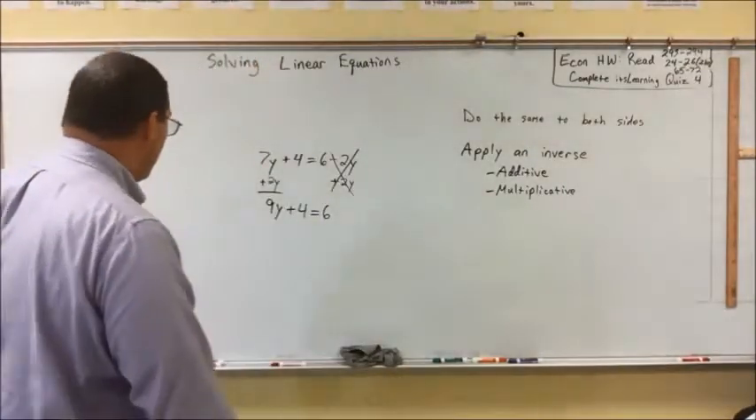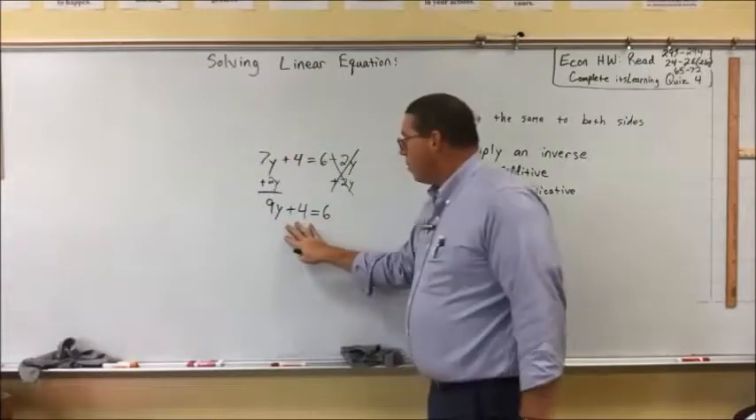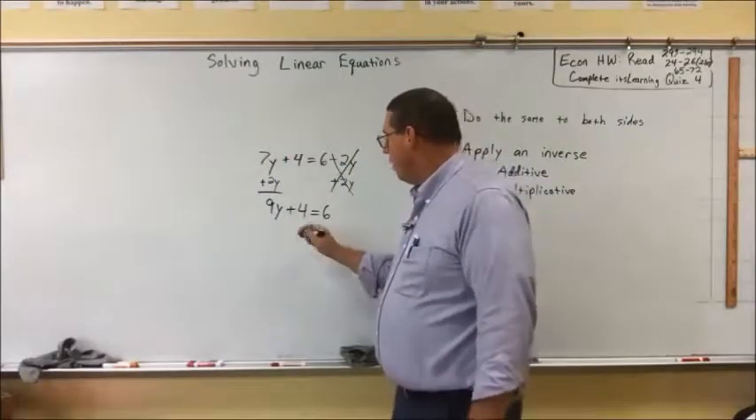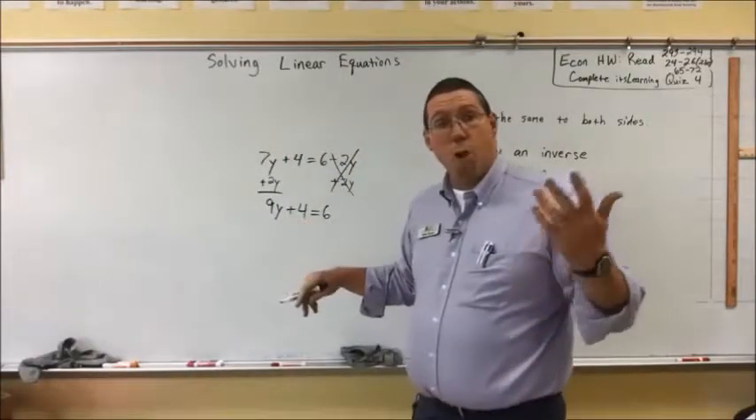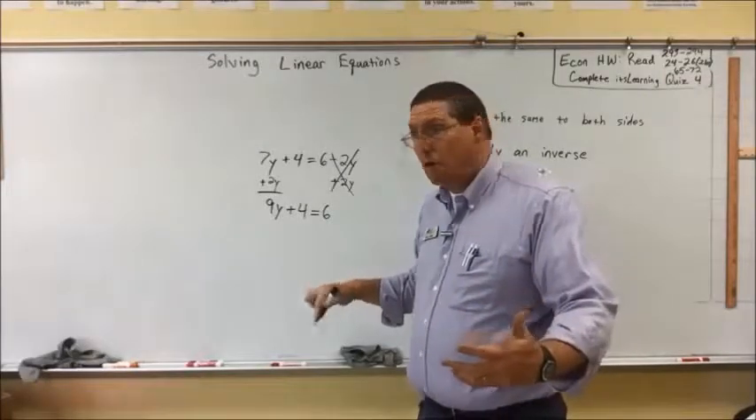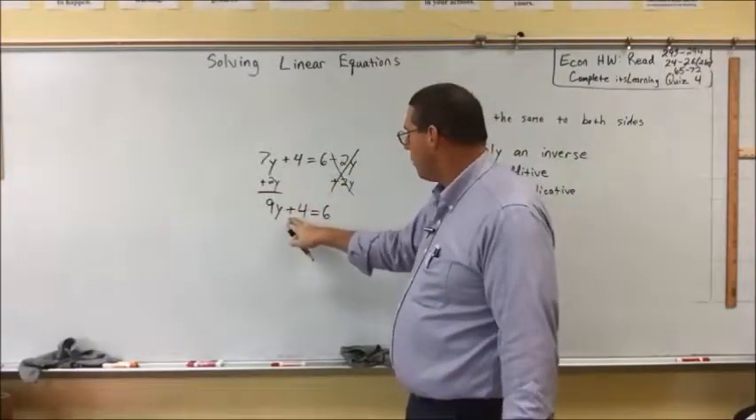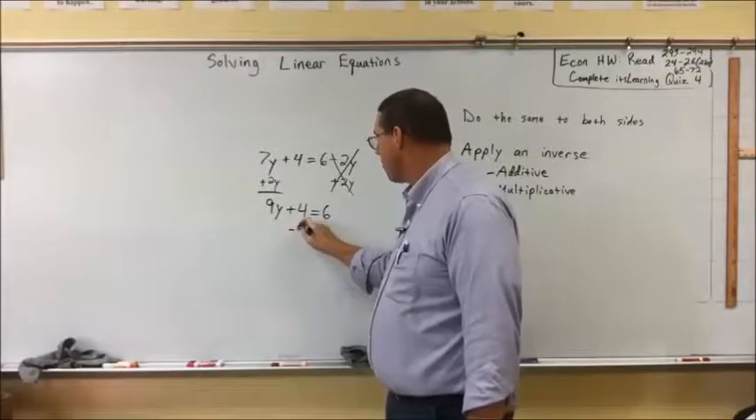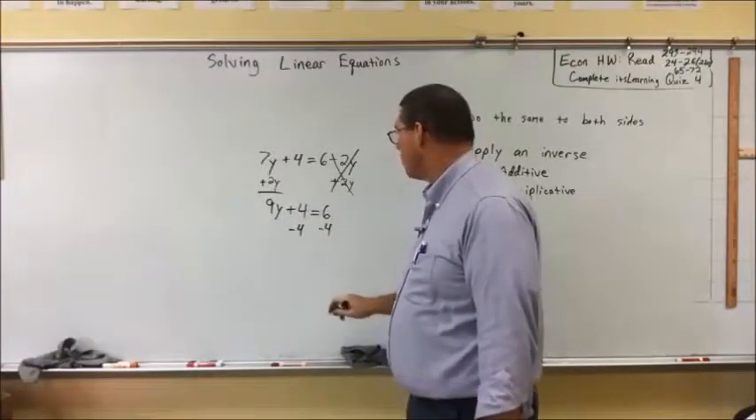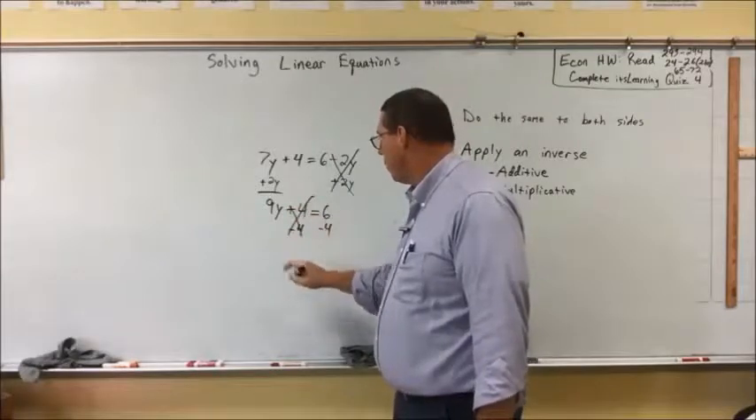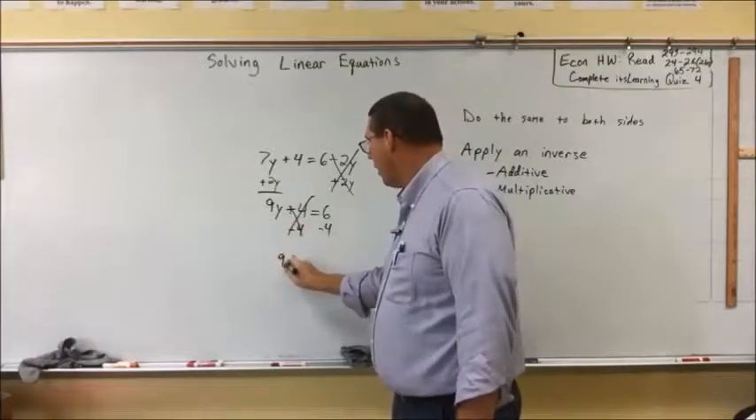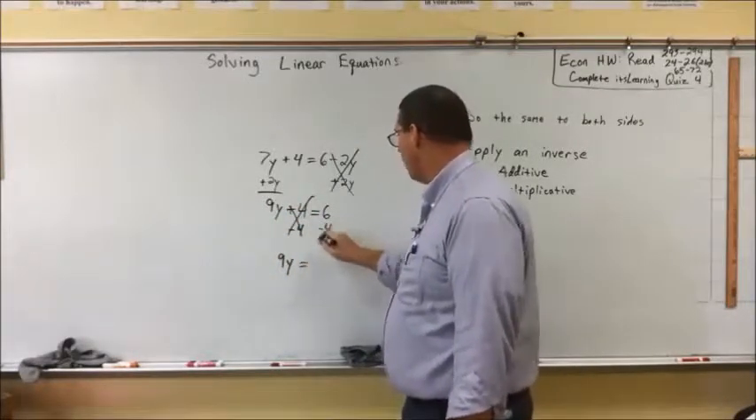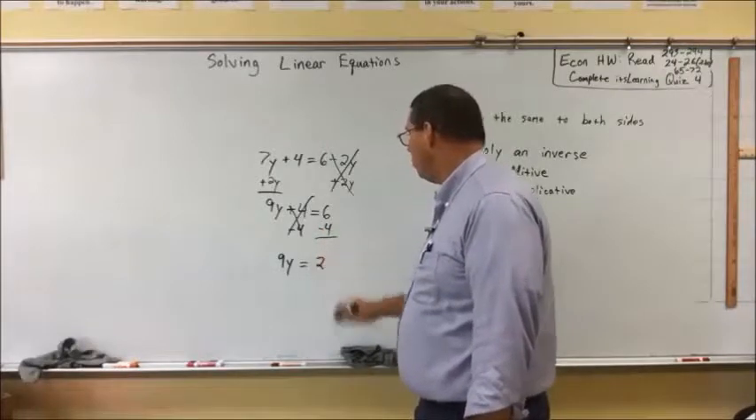And so now it looks kind of like what we saw before, the last problem we did. And so we're going to do all of our additive inverses first. We just did one additive inverse. Now we're going to do another additive inverse. The additive inverse of plus 4 is minus 4. And I have to do minus 4 to both sides. That'll cancel the 4, carry down the 9y, carry down the equal sign. 6 minus 4 is 2.